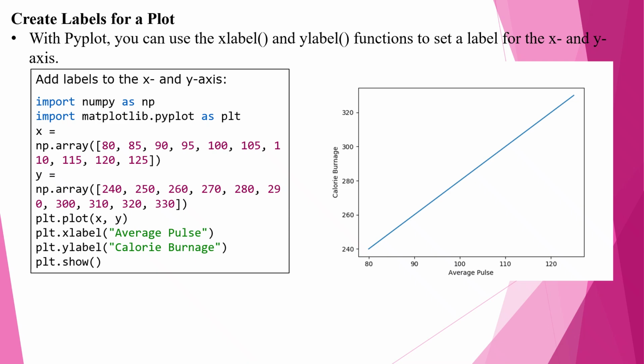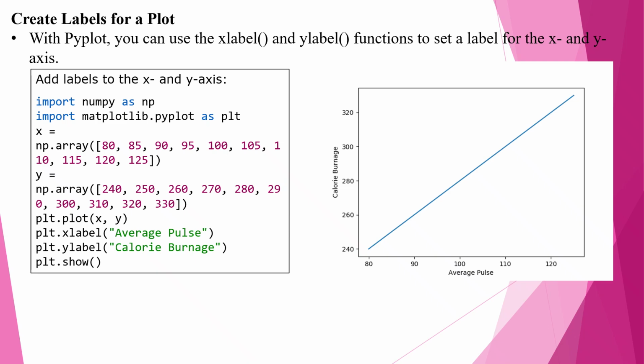This code demonstrates how to add labels to the x-axis and y-axis in a Matplotlib plot to improve clarity and understanding. First, NumPy and Matplotlib are imported and the two arrays x and y are created to represent the data values. The plot function is used to draw a line graph connecting the corresponding x and y points. To make the graph more intuitive, the xlabel function is used to label the x-axis as average pulse and the ylabel function is used to label the y-axis as calorie burnage.